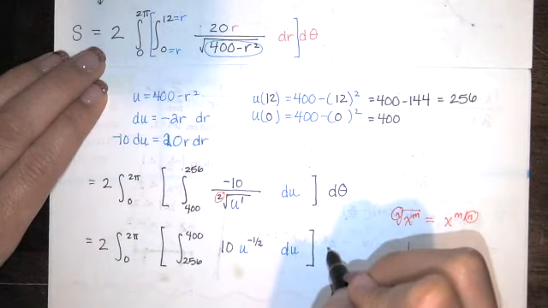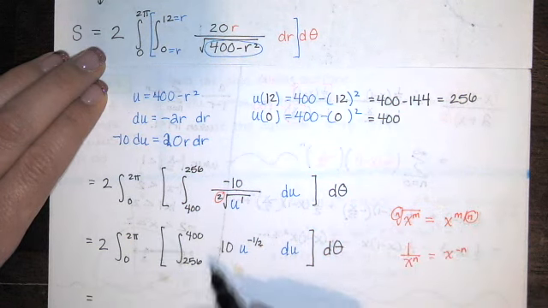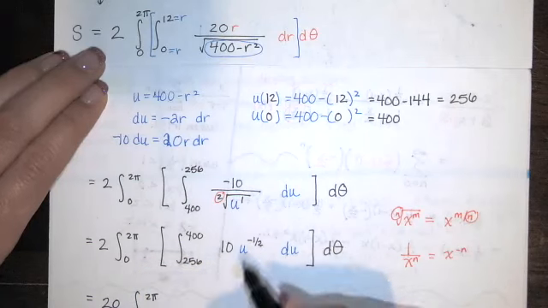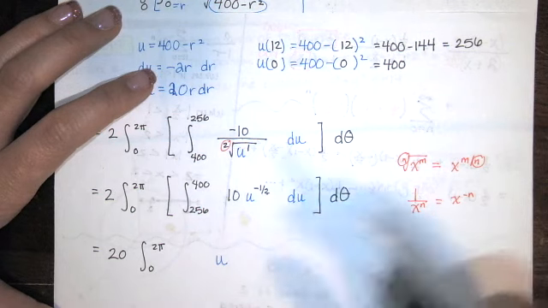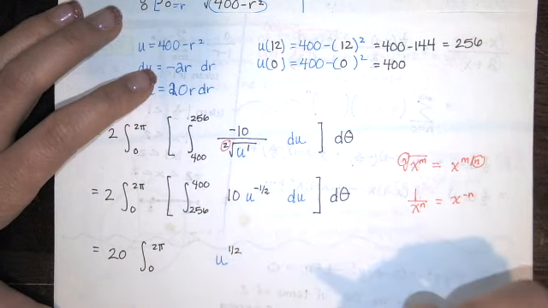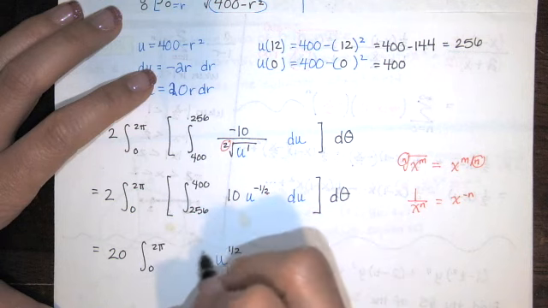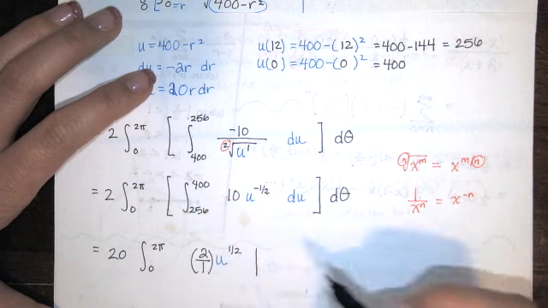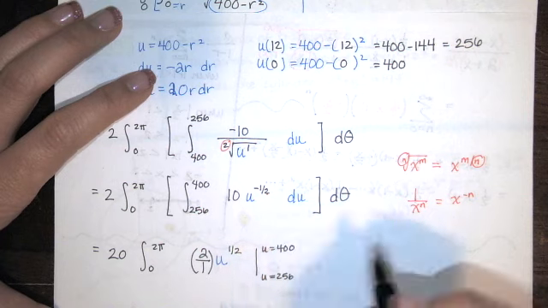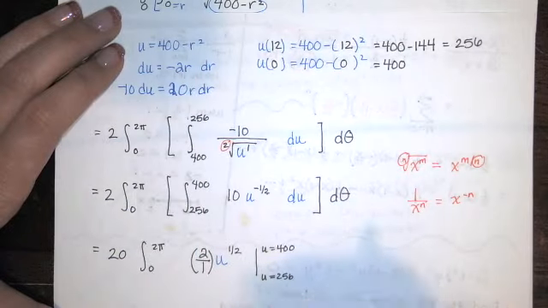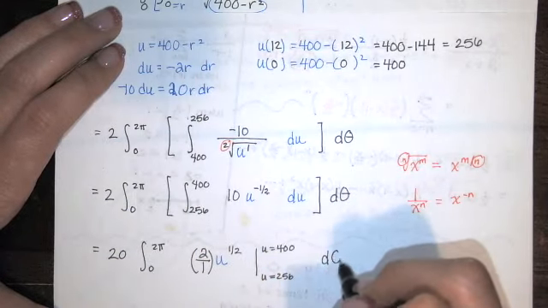Start on the inside, work your way out. And if you want, you could factor out that 10. 2 times that 10 is going to give us a 20. And now I'm ready to anti-differentiate. Just use the power rule, bring our u down, add 1 to the exponent. -1/2 plus 1 is +1/2. Then you want to divide by the new exponent. Dividing by 1/2 is the same as multiplying by the reciprocal, 2/1, or just 2. Now you want to evaluate this from u equals 256 to u equals 400. Because we changed those bounds, we never have to go back to r. You just plug in the u values and subtract, and you're done.